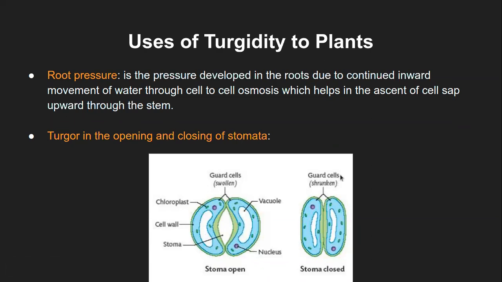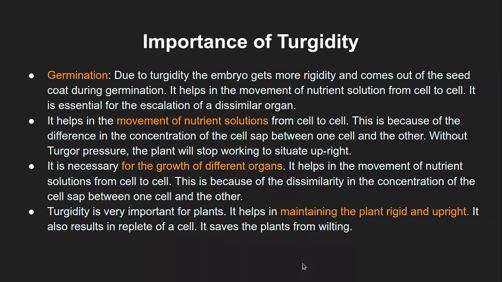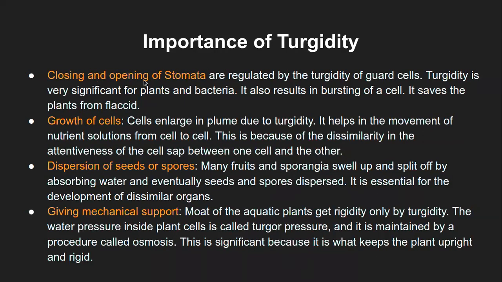And when they are in a flaccid state, that is when they are shrunken, obviously their walls are a little loose and the stoma will be closed. So that is the closing and opening of the stomata, which is regulated by the turgidity of the guard cells. When the guard cells are turgid, the stomata is open, transpiration of water can happen, or the exchange of gases can happen, that is carbon dioxide can come inside the leaf cells.